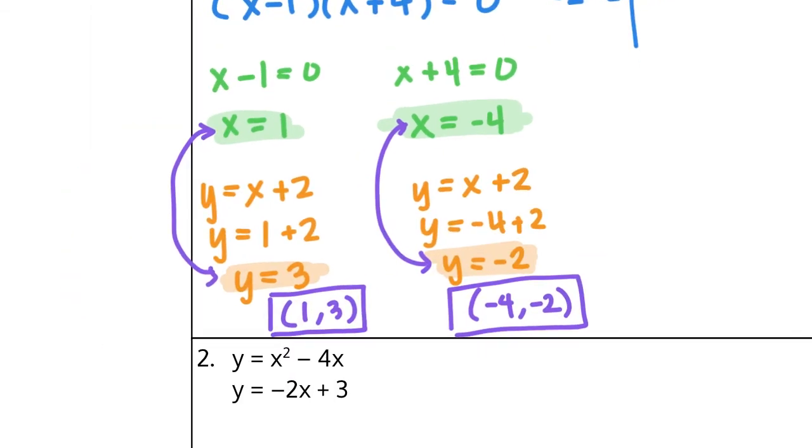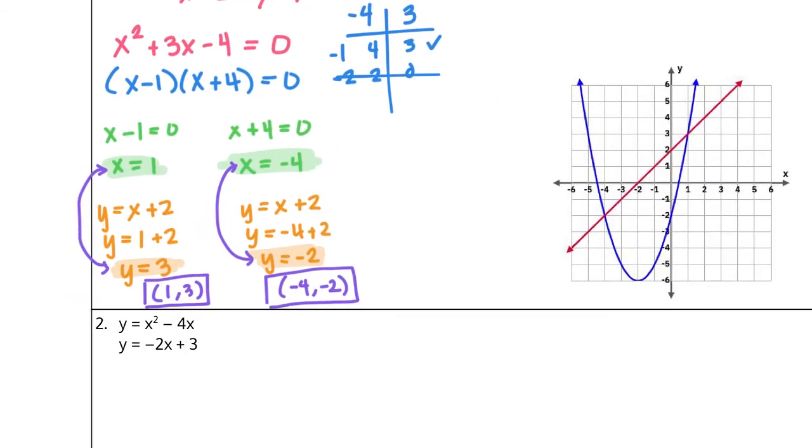And let's take a look at the graph. And sure enough, 1, 3 is this one here. And -4, -2 is that one there.